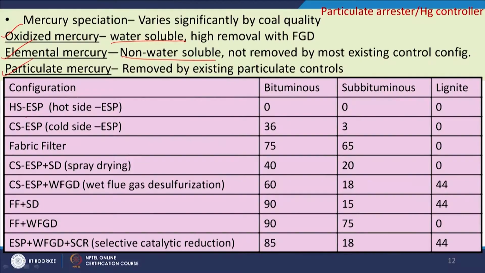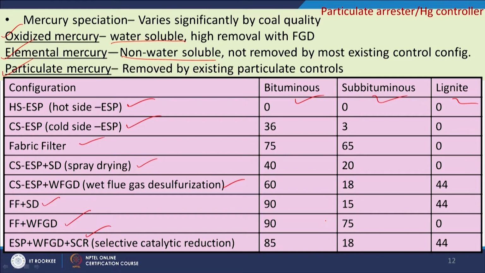People try to develop effective systems for the complete removal of mercury from the flue gas, and some examples are given here, some configurations: hot side ESP, cold side ESP, fabric filter, cold side ESP plus spray drying, cold side ESP plus wet flue gas desulfurization, fabric filter plus spray drying, fabric filter plus wet flue gas desulfurization, and ESP plus WFGD plus SCR. SCR is selective catalytic reduction. These methods have been used for different types of samples, and these are the removal levels.